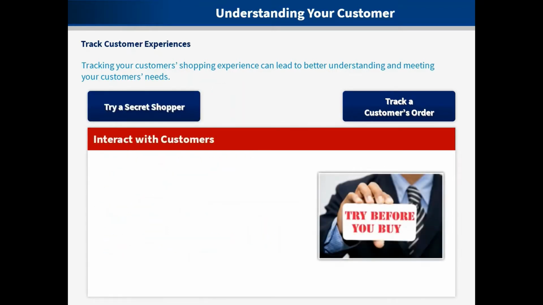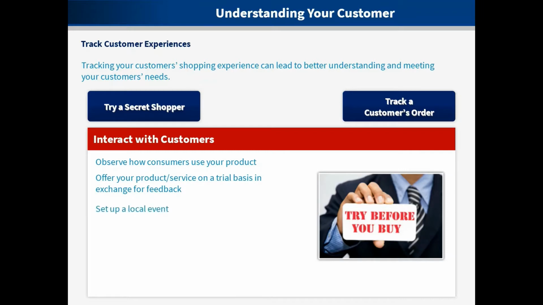Interact with customers, locate members of your target market, and ask them to try your product or service and provide feedback. You can set up a localized event or arrange for a personal demonstration to relevant businesses. See if potential customers are willing to use or sell a prototype of the product or service.